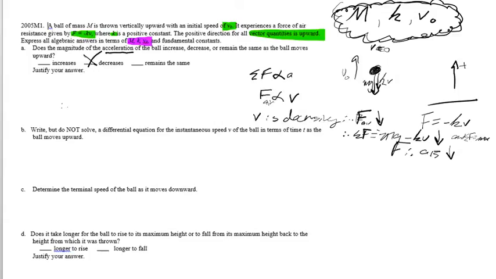Okay, now I'm going to do part B. I'll switch colors. I'll switch to blue. Okay, it says write but do not solve a differential equation for the instantaneous speed of the ball in terms of time t as the ball moves upwards. Okay, that shouldn't be too bad.